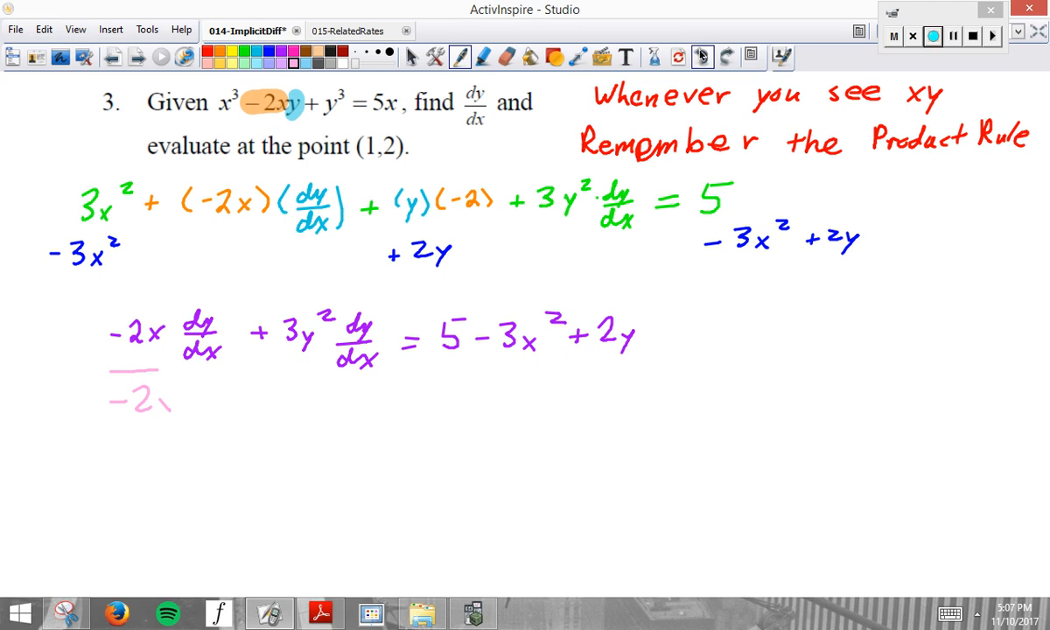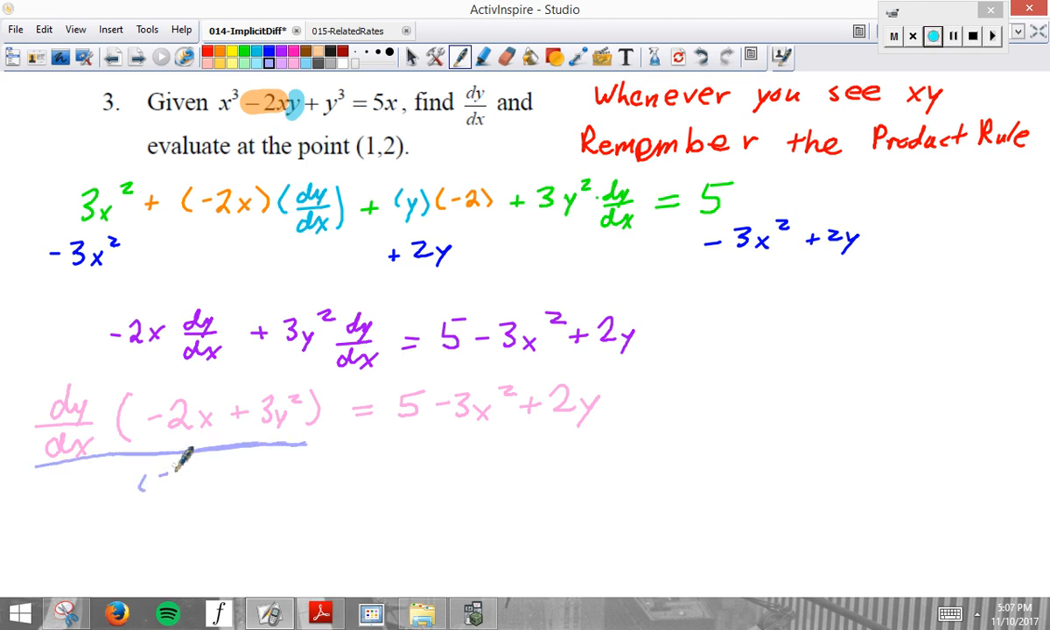Instead, we're going to follow my directions for this unit, which said clearly factor out dy dx. So right now we're going to factor out dy dx from both of them. We're treating it like a variable. And when you factor out dy dx, you're left with negative 2x plus 3y squared equals, the other side stays the same. And now I can divide, everyone. I divide both sides by that group.